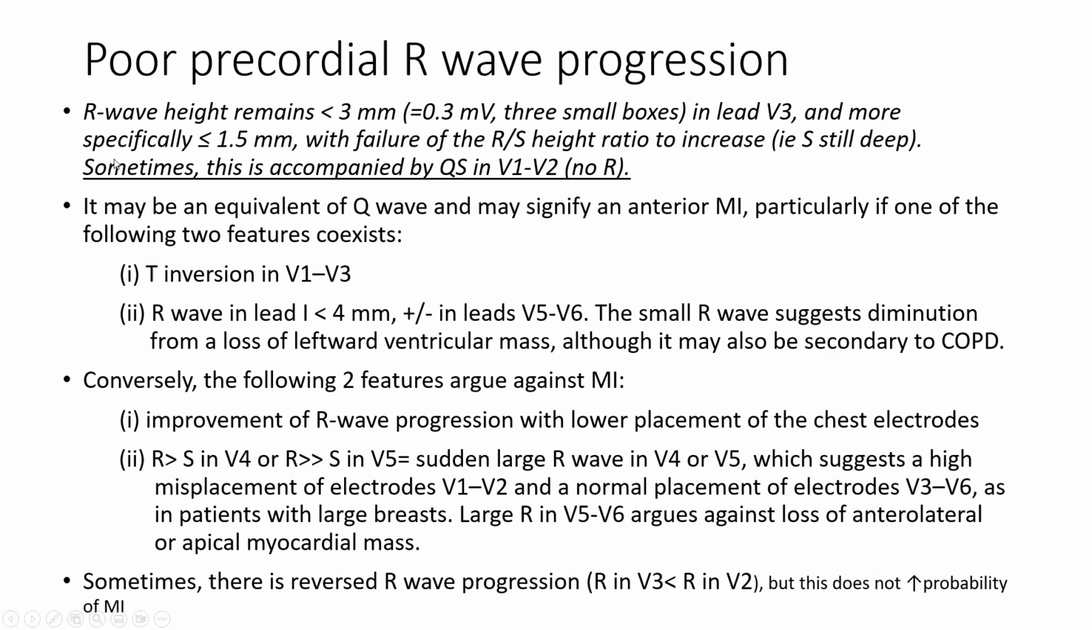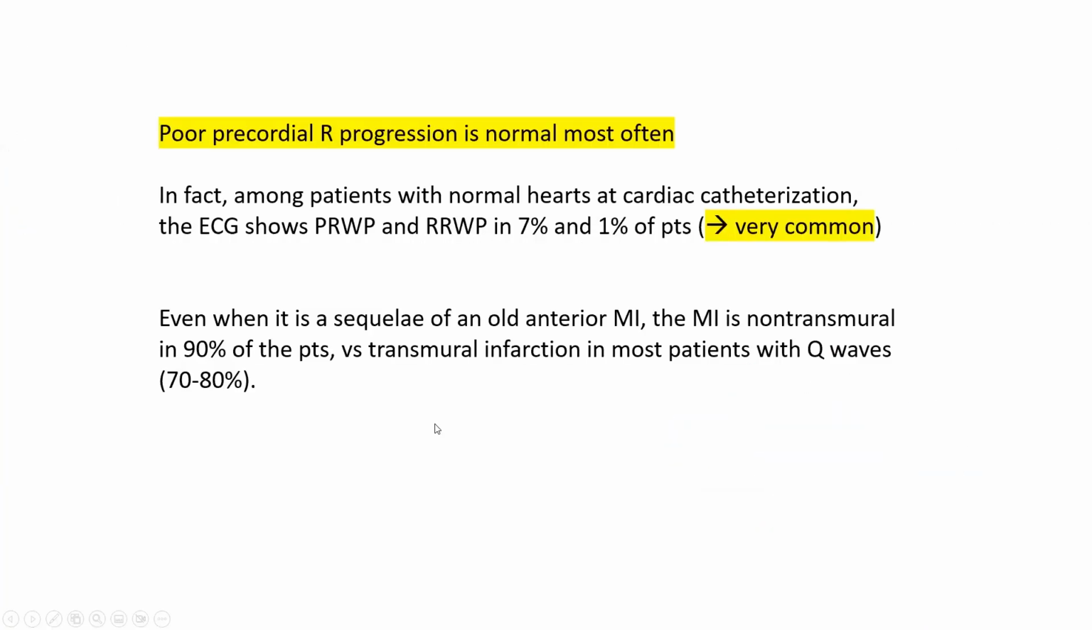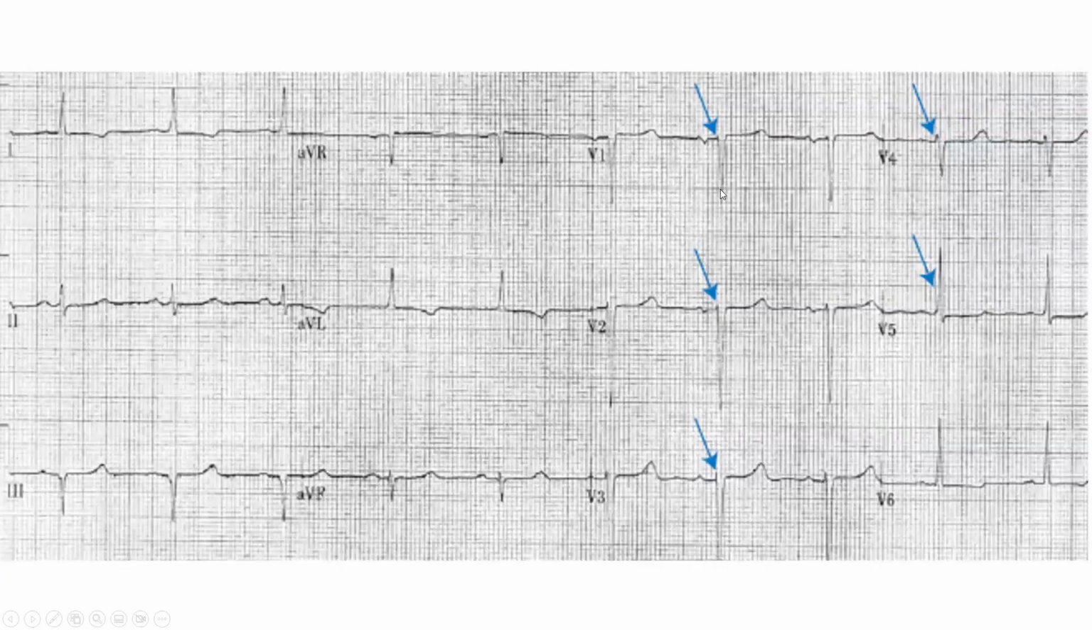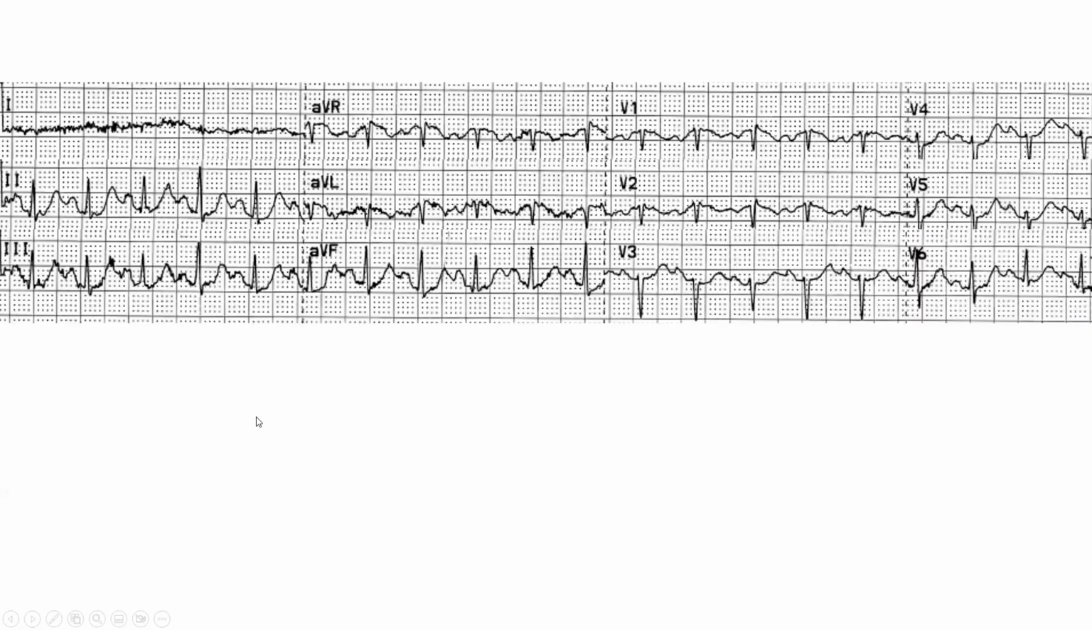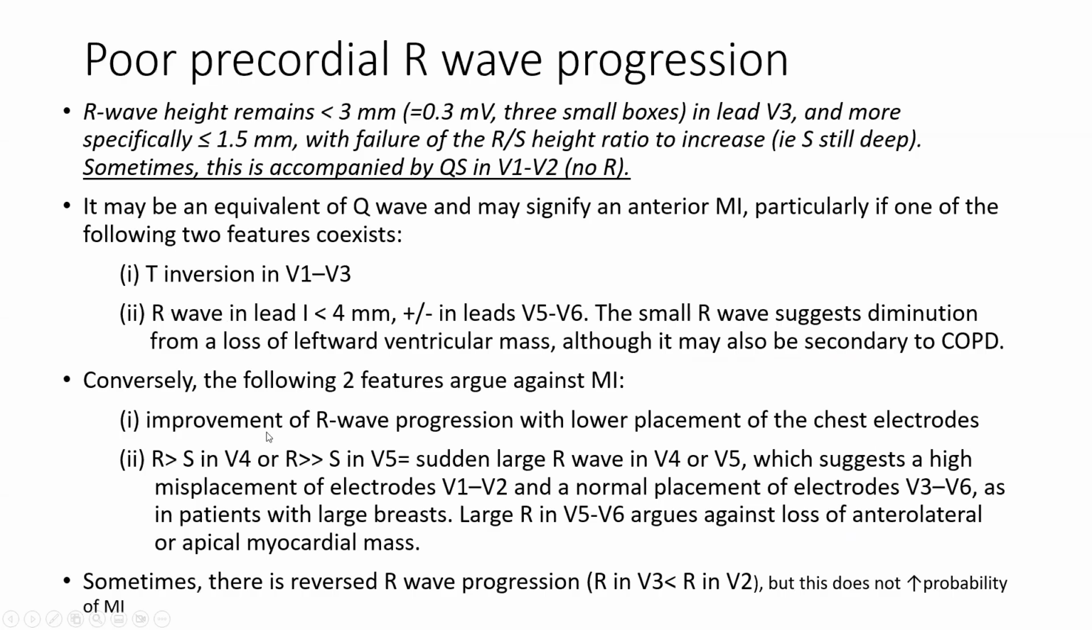You will also hear the term reverse precordial R progression, meaning it's not just that R doesn't grow between V1 and V3, it grows in reverse. It gets smaller between V1 and V3. The differential diagnosis is not much different than poor precordial R wave progression. It doesn't make it more likely to be an MI. So know the criteria that suggest this is an infarct, that poor R wave or reverse R wave progression is truly an infarct based on those two.